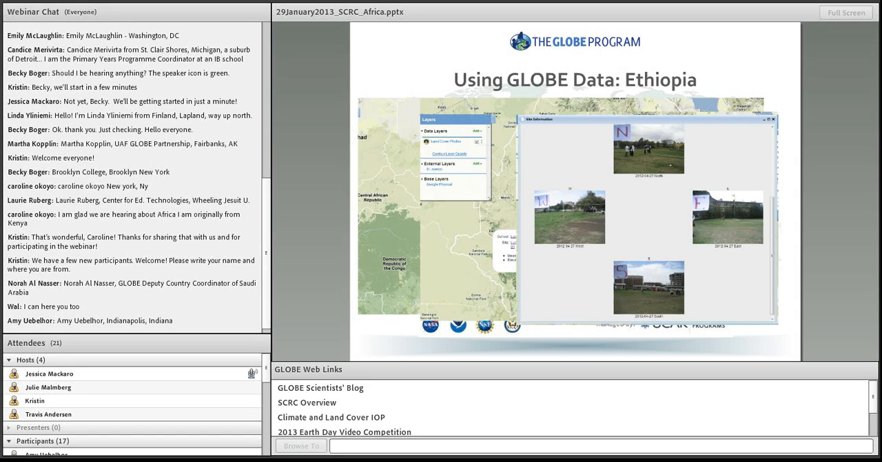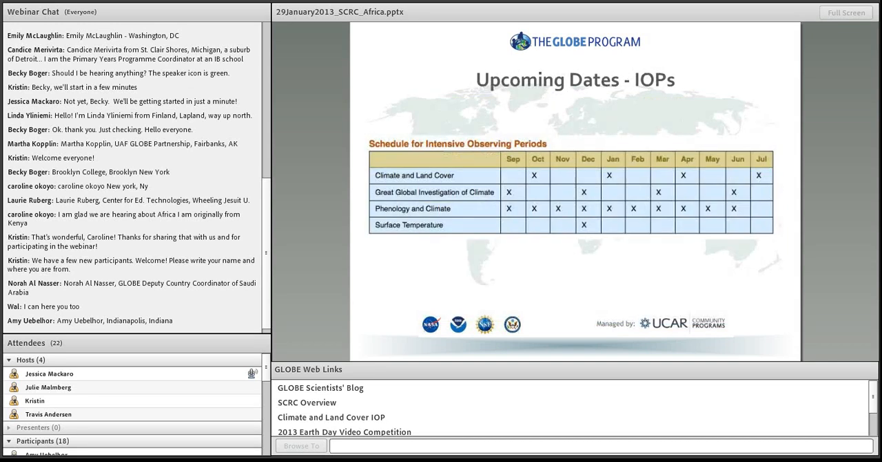So if you haven't yet participated in this month's IOP, there's still 2 days left. And so there's plenty of time for you to get outside and take some pictures and submit them to the GLOBE database. So those are just the 3 different examples of some of the ways that data can be used, and that data has been used from the Africa region. And as I mentioned, all of the GLOBE data is important, and the stuff that these students have been doing is fantastic. And so just as a reminder, the IOPs are going on.